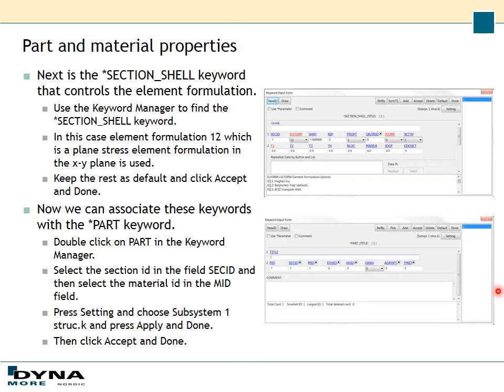Now we can associate these keywords with the part keyword. So locate the part keyword and open it, and select the previously created section ID and the material ID. And check that you are in the right subsystem here, and if not, press setting and select the current file. And then press accept and done.